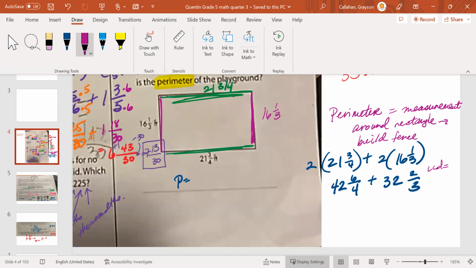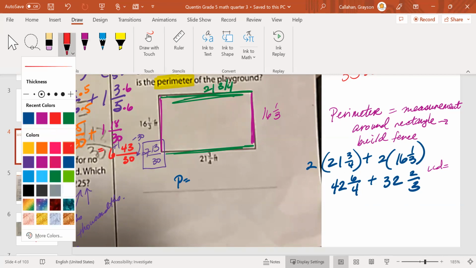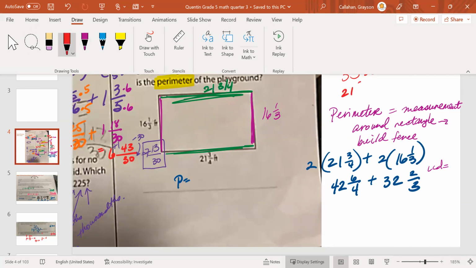Why is it? Oh, no. And I want to show you, if you're not sure whether this is right or not, you can always do 21 and 3/4 plus 21 and 3/4. 21 plus 21 is 42, right? 3 and 3 gives me 6. The 4 does not change. Do you see how they're exactly the same right here? Yeah, you can always check on the side, okay?